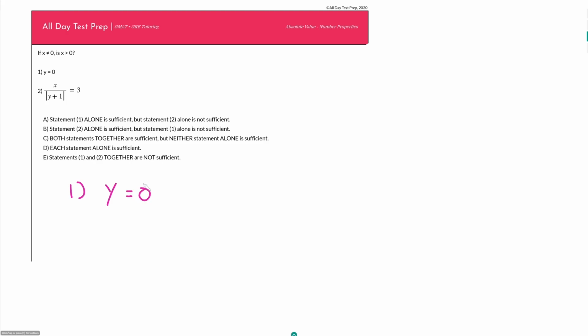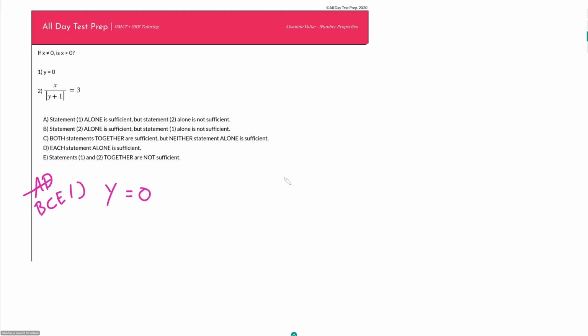So this should be an easy elimination, an easy insufficient statement, because I've never heard of this y until now. Our prompt was talking about x and was asking us something about x. And then here they gave us a y. So I don't care about y, at least by itself. I should only care about y if it is somehow related to x.